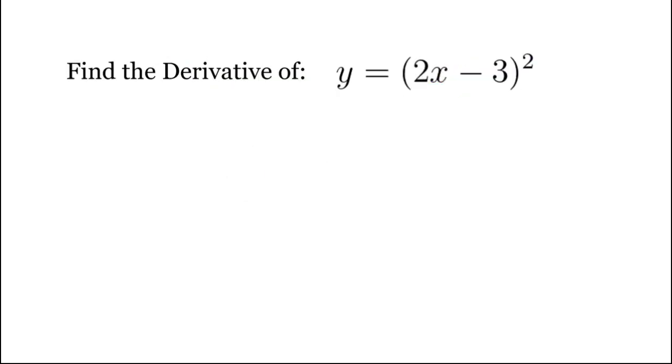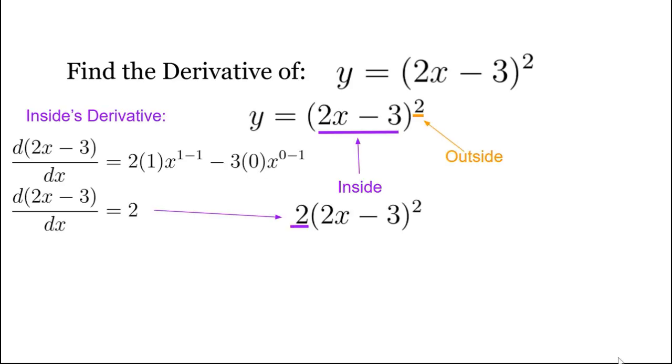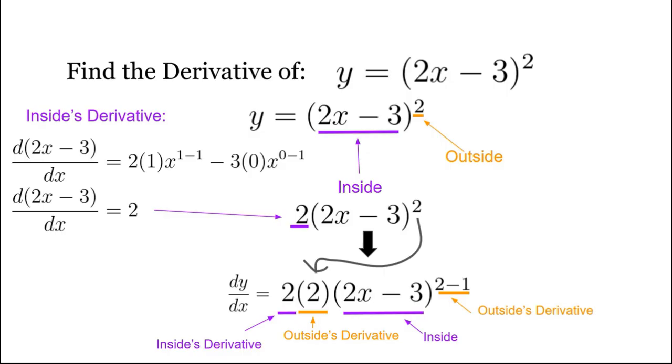Find the derivative of y equals (2x minus 3) squared. Applying chain rule, we take the inside, which is 2x minus 3, and find its derivative, which is 2, following power rule. Then we multiply that outside.